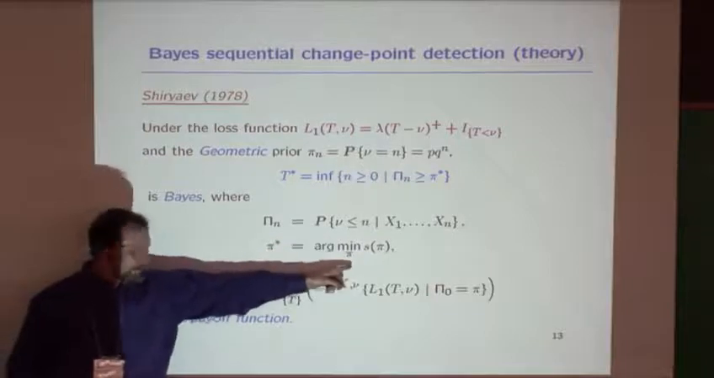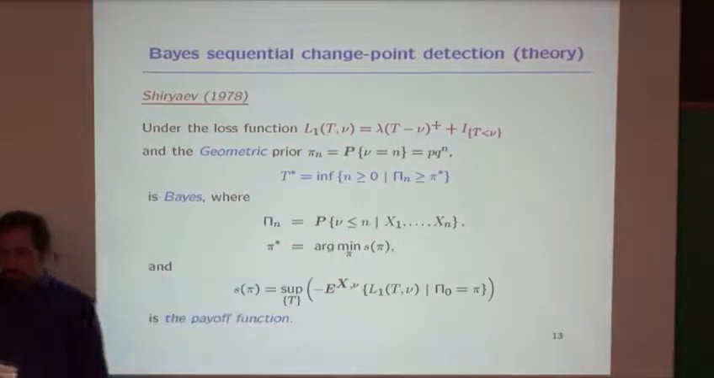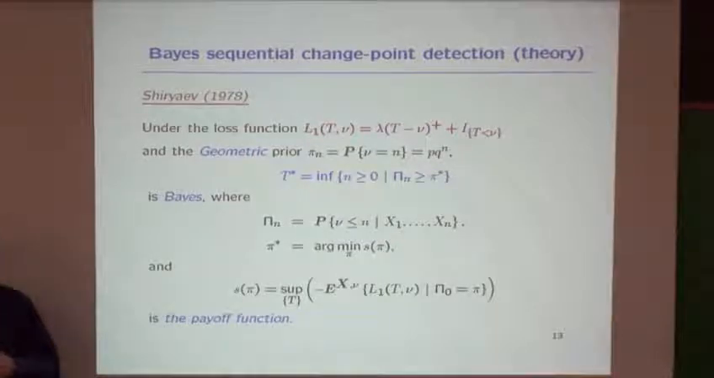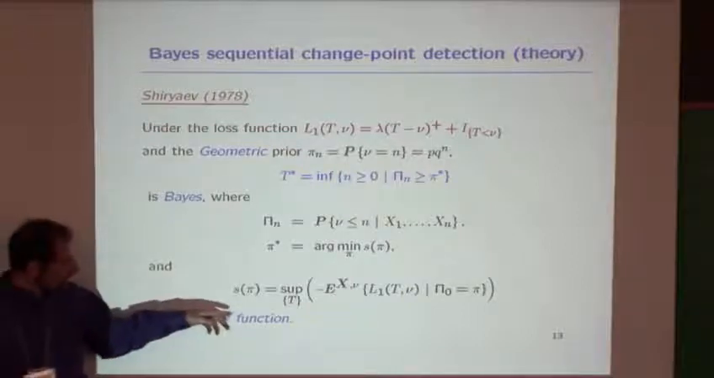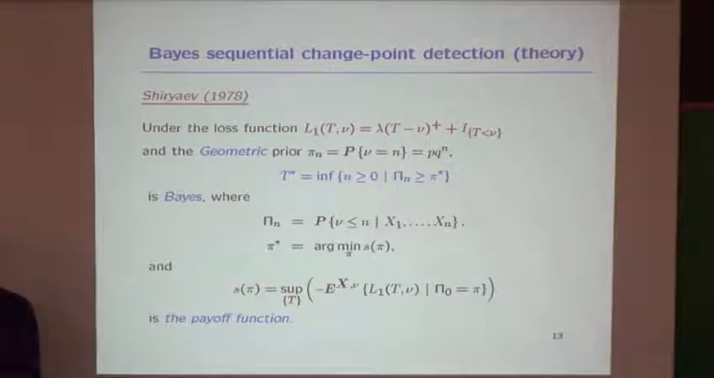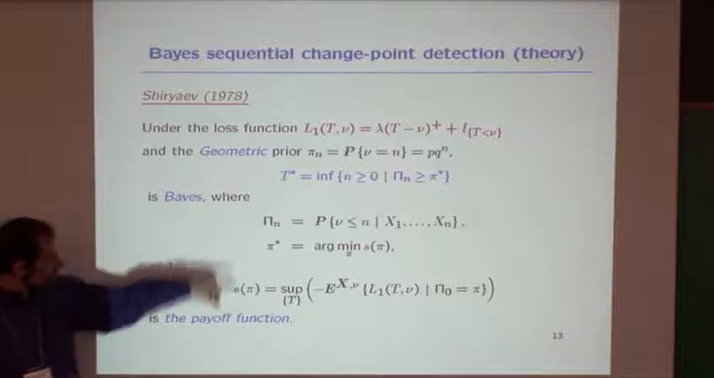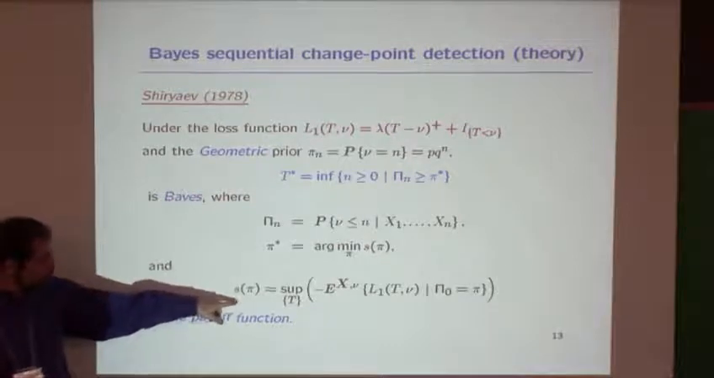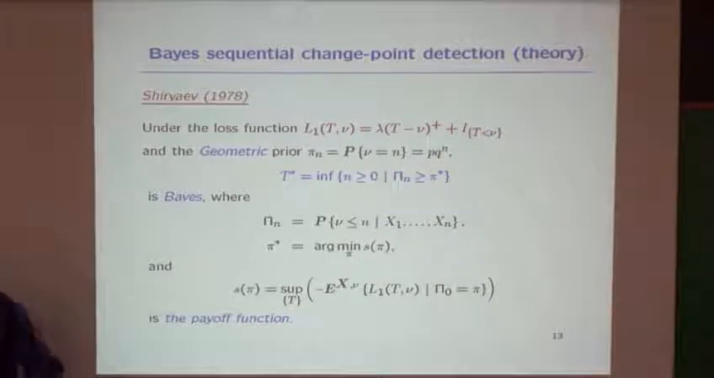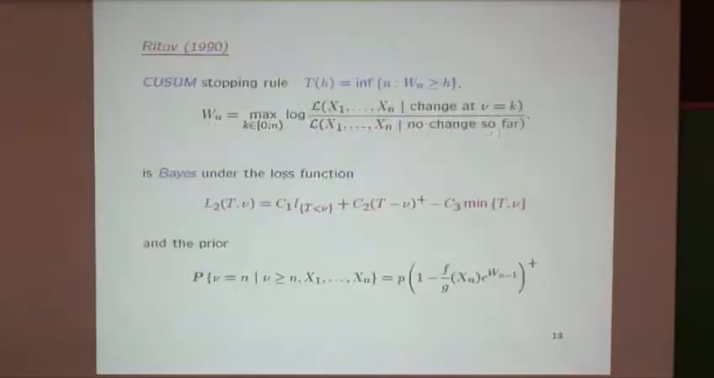It's the point of minimum of the so-called payoff function, which is defined this way. It's the largest expected gain or the smallest loss. In other words, it's the negative risk of the Bayes stopping rule. So to find the Bayes rule, we need to know the payoff function. To know the payoff function, we need to know the Bayes rule to see where this supremum is attained. Well, he also suggested the computational method for this payoff function, which we'll discuss in a few minutes.